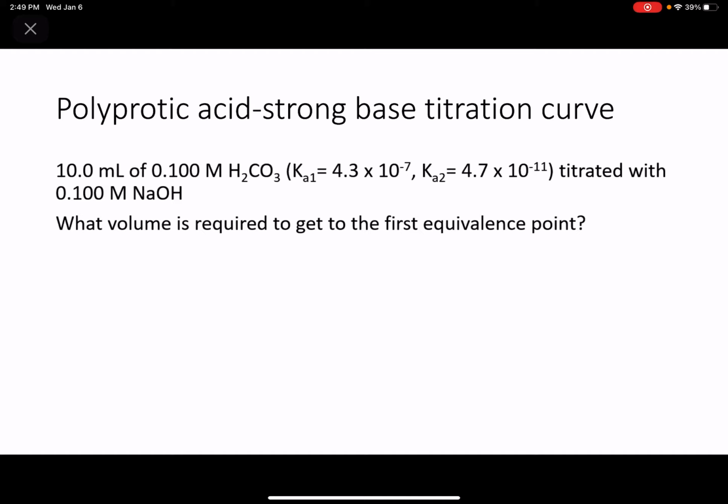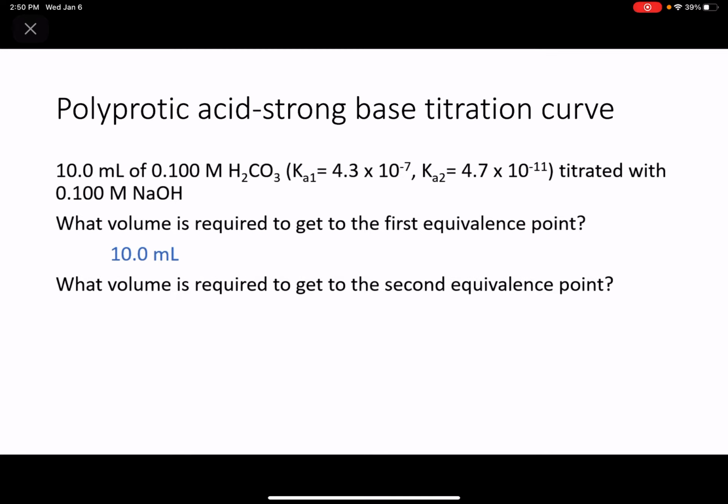So what volume would be required to get to the first equivalence point? If we had 10 milliliters of 0.1 molar acid and we have 0.1 molar base, we just need 10 milliliters because it's moles of acid to moles of base. That's for the first proton. So then the question is, what is our species that's left? And it's HCO3 minus. It's the conjugate base of the carbonic acid.